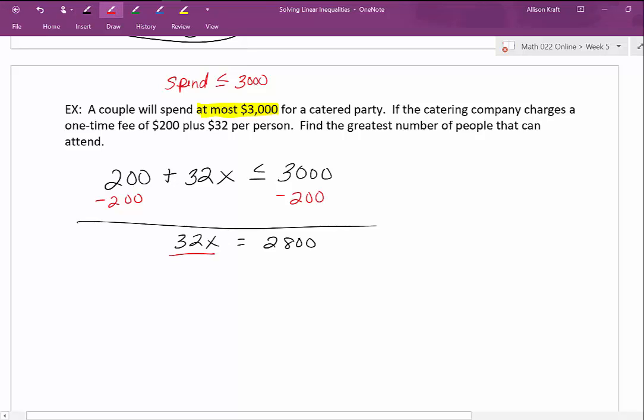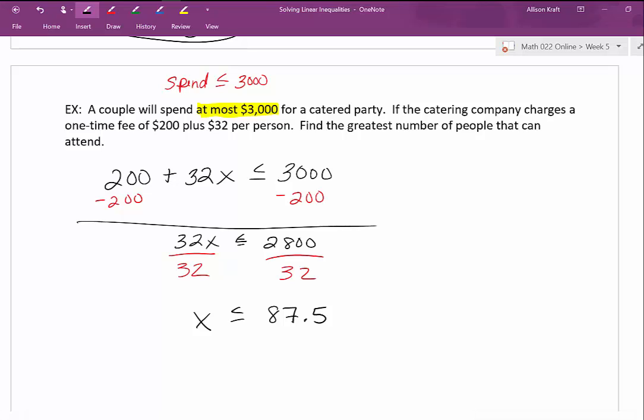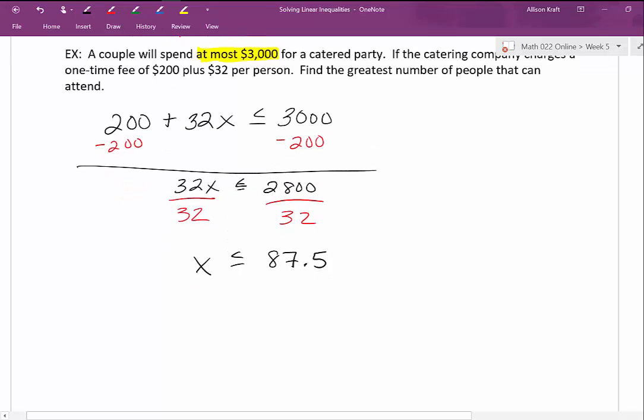Dividing by our coefficient, we end up with x is less than or equal to 87.5. Going back to our question, rereading to make sure we've actually answered the question. We're asked to find the greatest number of people that can attend. Half a person cannot attend. Therefore, the maximum number of people that can attend, 87 people.